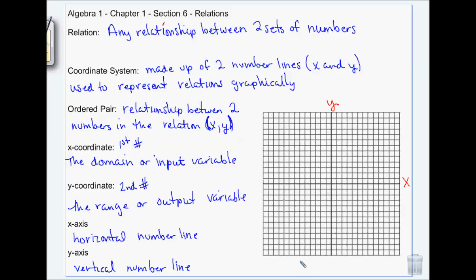If we have an ordered pair, let's just say (3, 10). Okay, we go for the x first, so I go over to 3 on the x, that's here, and then I'm going to go up 10 on the y. 1, 2, 3, 4, 5, 6, 7, 8, 9, 10. So that's the location of the point (3, 10).